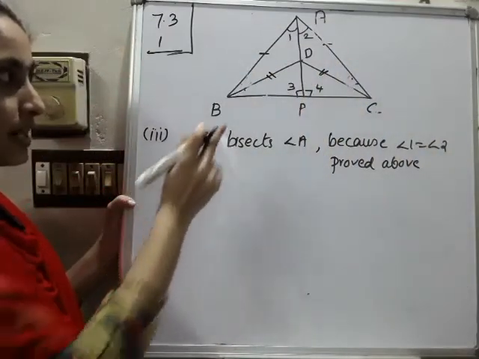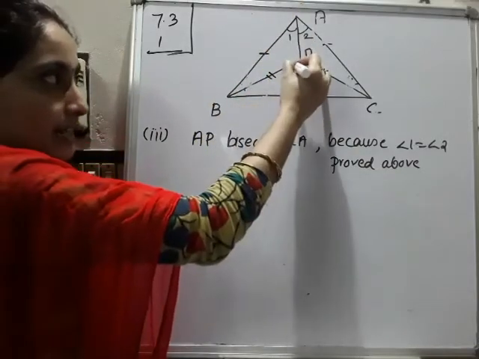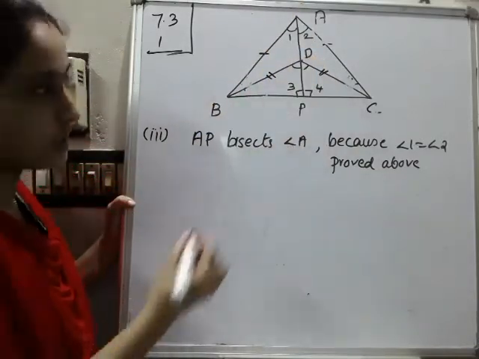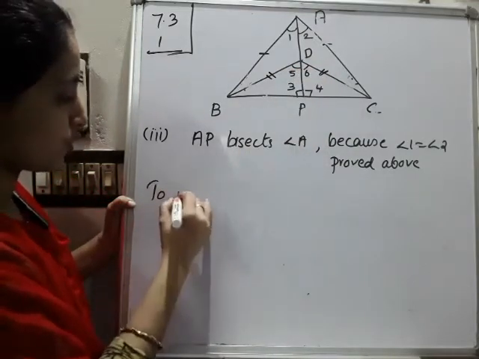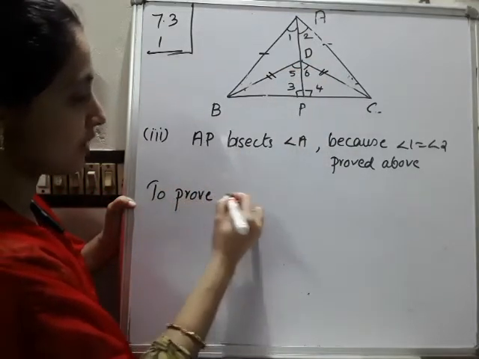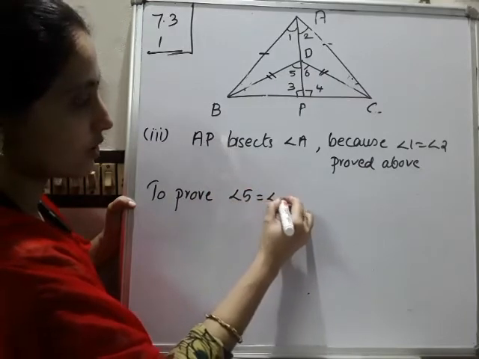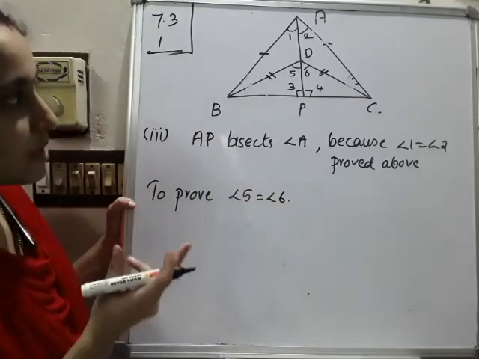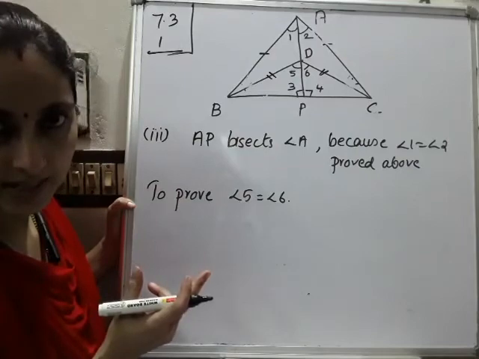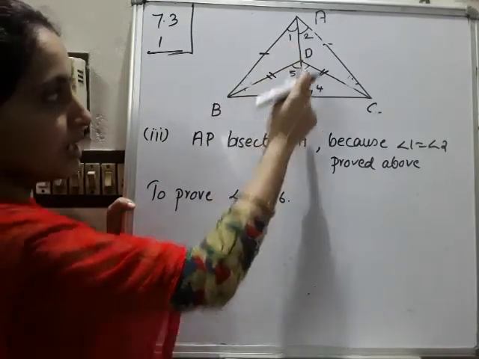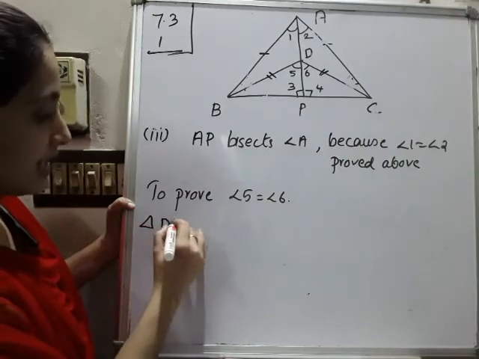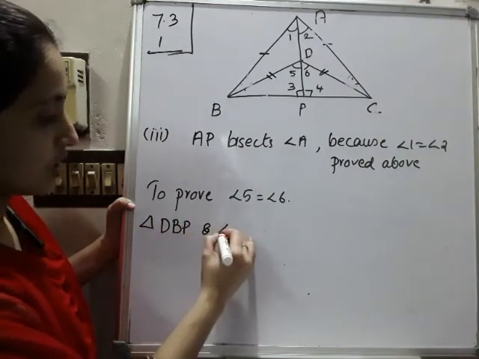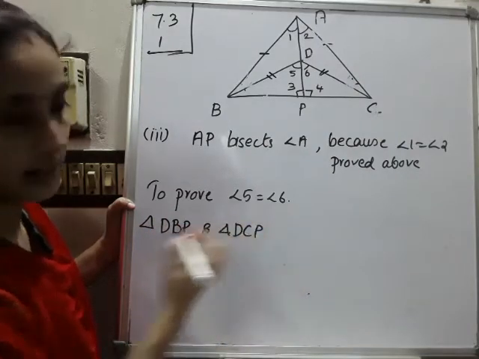One thing you have to prove. What is that? AP bisects angle D. That means this angle and this angle are equal. So we'll mark this as angle 5 and angle 6. So what we have to prove? Now we need only to prove that angle 5 is equal to angle 6. For that purpose, what triangles we have to consider? Yes, DBP, DCP. So consider triangle DBP and triangle DCP.